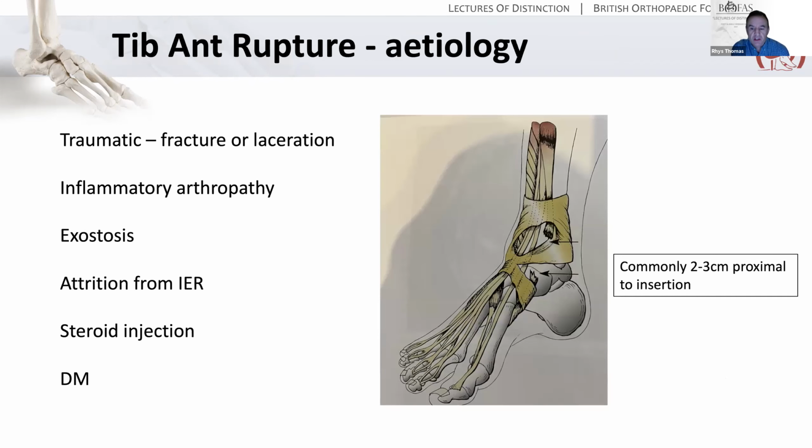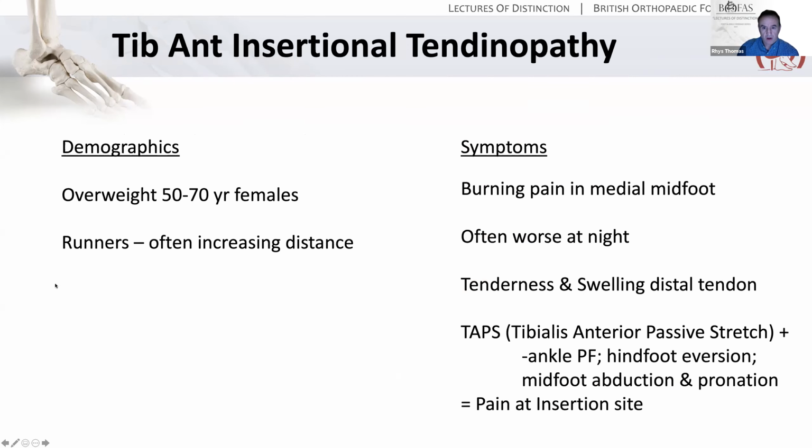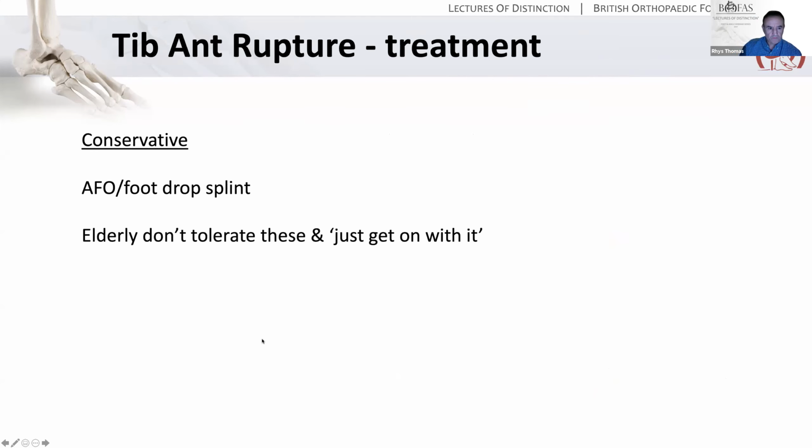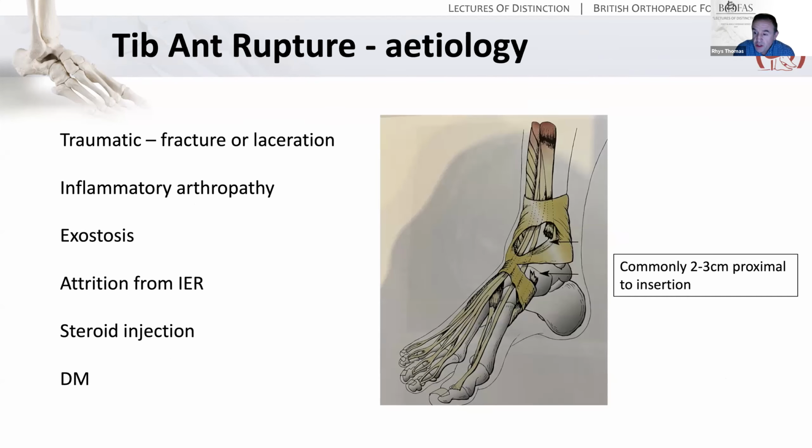So what about tibialis anterior tendon rupture? Well, we've said that there are avascular watersheds underneath both retinaculum, and the most common area for tendon rupture is 2 to 3 centimeters proximal to the insertion. So roughly just about where the inferior retinaculum covers the tendon. The proximal end tends to retract and can retract quite significantly.